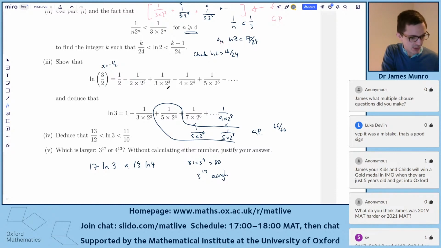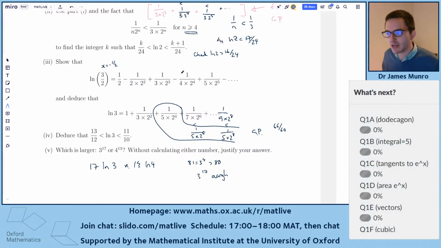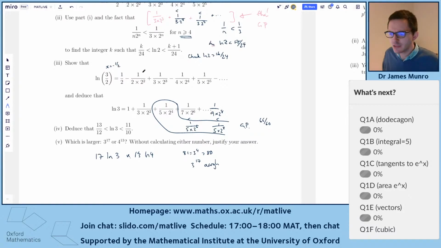We're going to do a vote for what we're doing next. That was a very quick look at question 2, talking a little bit about these factors of 17 and bounding things with geometric sums.